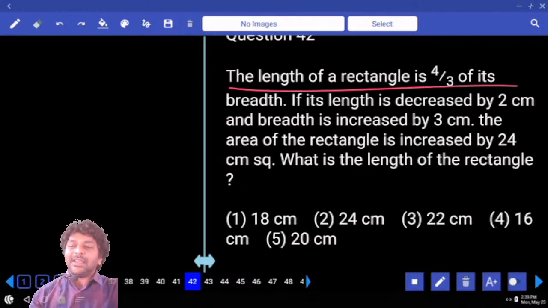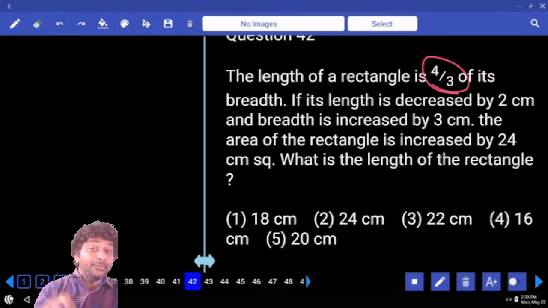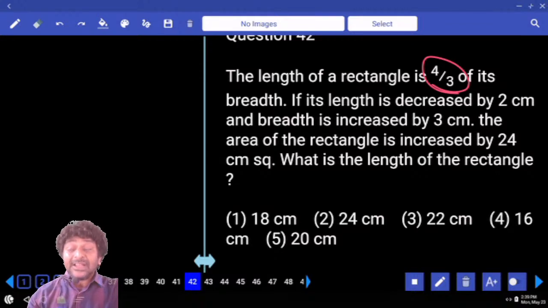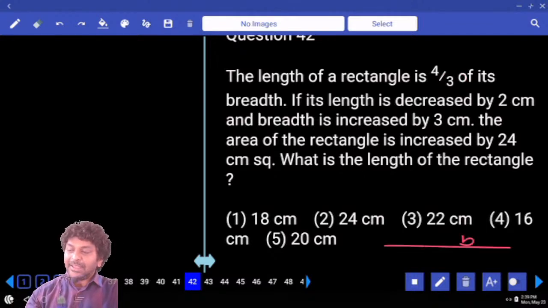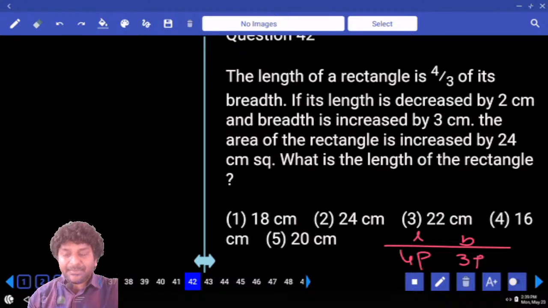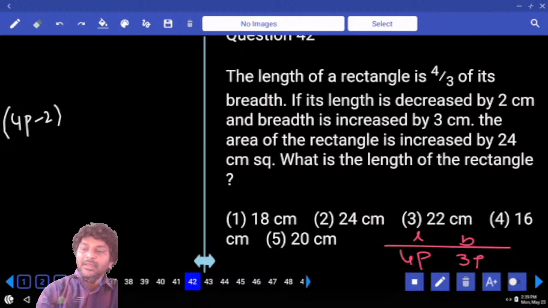The length of a rectangle is 4/3 of the breadth. Whenever you see a fraction, I told you many times, start with the denominator. So 3 parts should be treated as breadth or length? Breadth. So breadth is 3 parts and length becomes 4 parts. If length is decreased by 2, that means 4 parts minus 2. And breadth increased by 3, b plus 3.